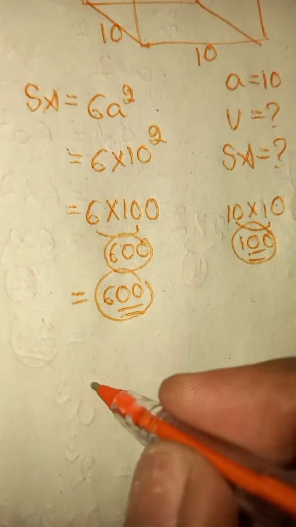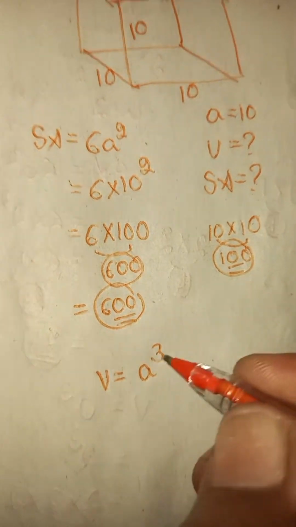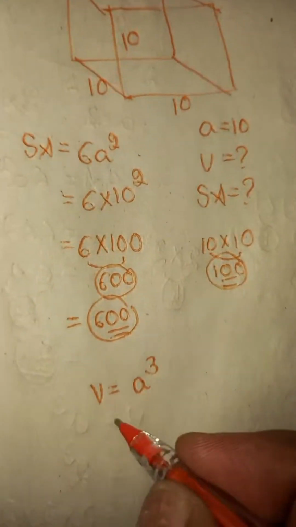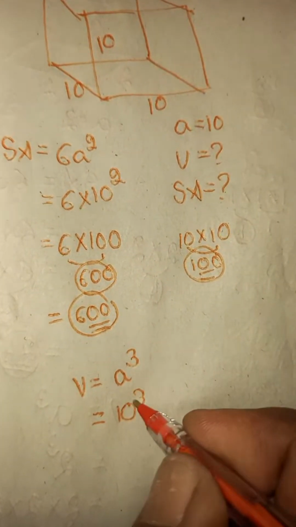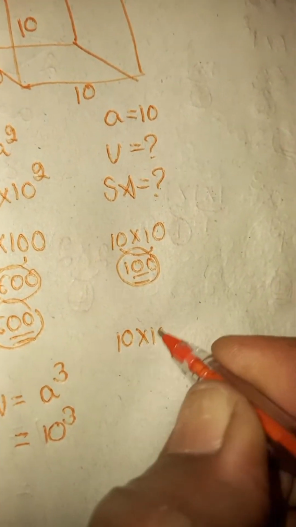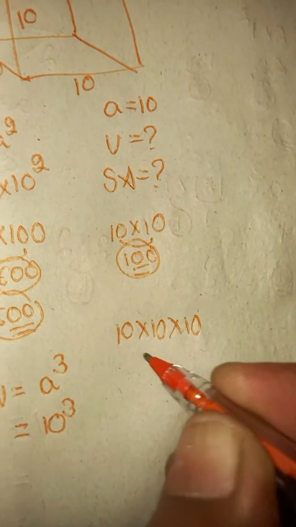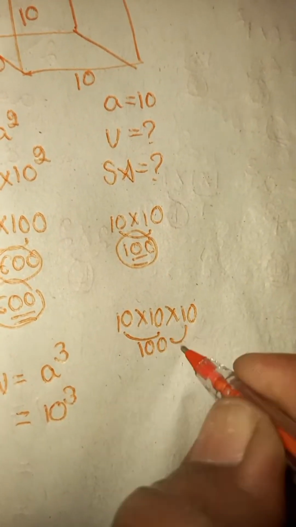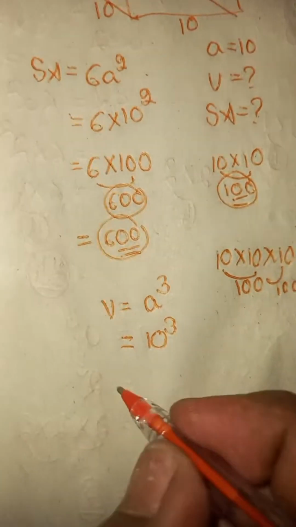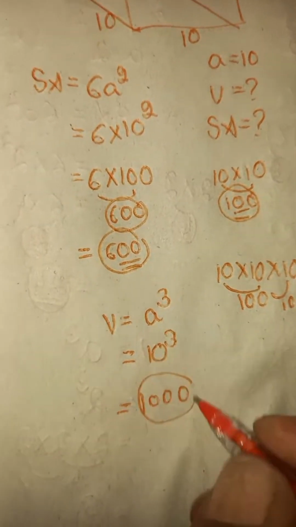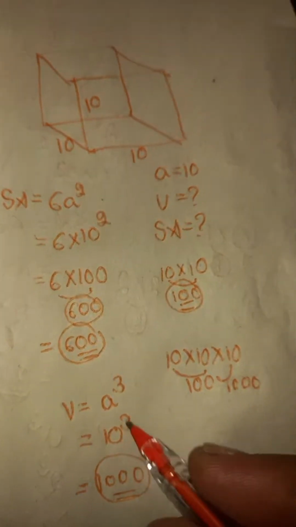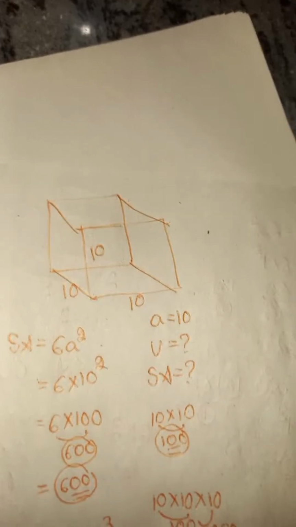Let's find out the volume of the cube. The volume of the cube can be written as a cube. You can write it as 10 cube. 10 cube can be written as 10 times 10 times 10. 10 times 10 is 100. 100 times 10 is 1000, and it becomes 1000 cubic units. That is the volume of the cube, and this is the surface area of the cube.